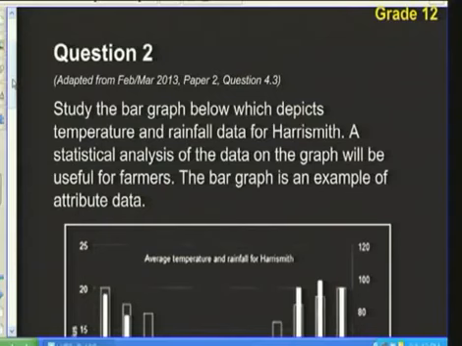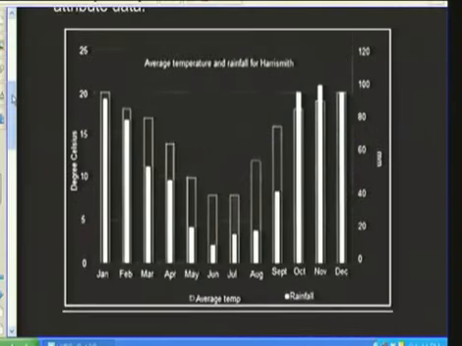Study the bar graph below, which depicts temperature and rainfall data for Harrismith. A statistical analysis of the data on the graph will be useful for farmers. The bar graph is an example of attribute data. Let's take a look at the graph itself.